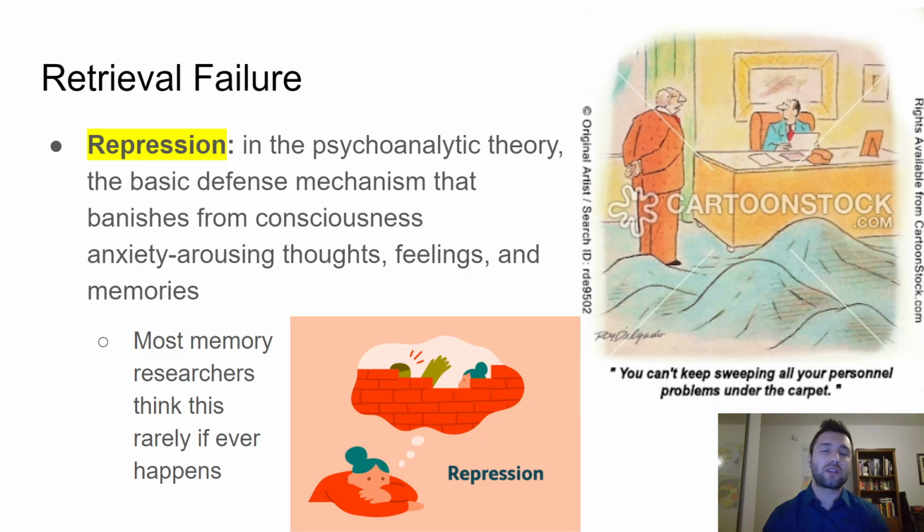Now, we'll have a little bit more of a discussion about repression when we talk about psychoanalysis and psychoanalytic theory and Freud a little bit later on in the year. But we will spend a little bit of time talking about repression now because it is technically a type of retrieval failure. So what repression is, it comes specifically from psychoanalytic theory, which is all about these urges and subconscious needs that are pushing us towards certain things that are unconscious. And repression is a defense mechanism, they believe, that is blocking off something that makes you anxious, something that makes you afraid, certain thoughts, feelings, memories. That's the idea of repression.